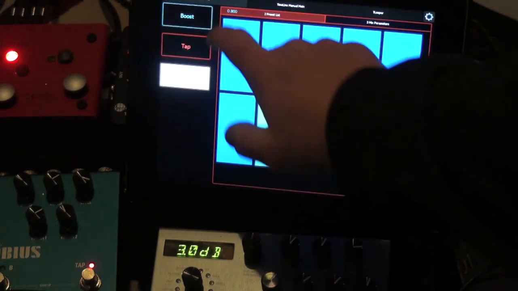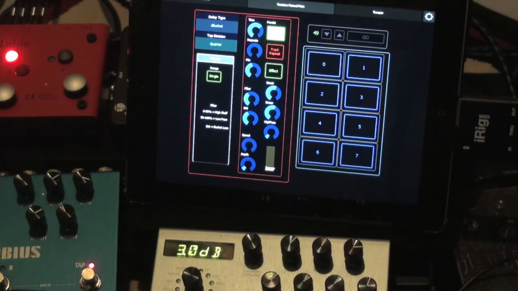So again, Timeline Lemur, graphical interface through an iRig into the MIDI controllers of the timeline. Fabulous.